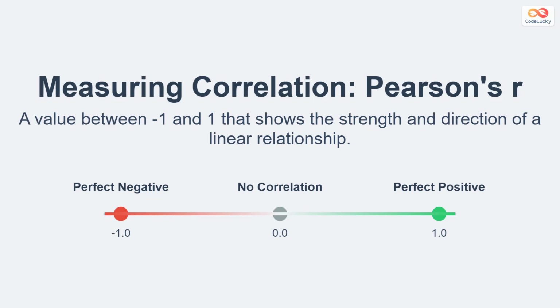To measure correlation, we use a value called the correlation coefficient, often represented by the letter R. This value falls on a scale from -1 to +1. A value of +1 means there's a perfect positive relationship. As one variable goes up, the other goes up too. A value of -1 means a perfect negative relationship. As one goes up, the other goes down. And a value of 0 means there's no relationship at all.